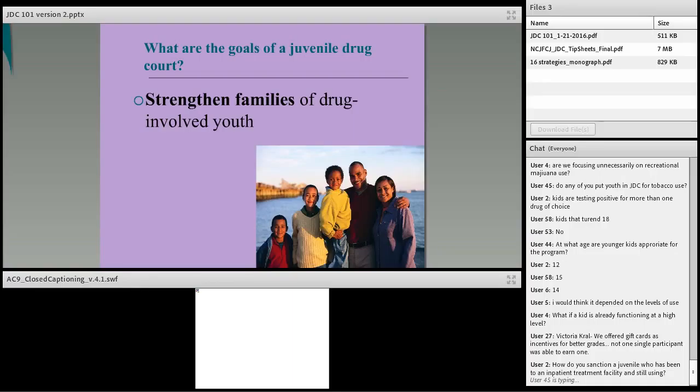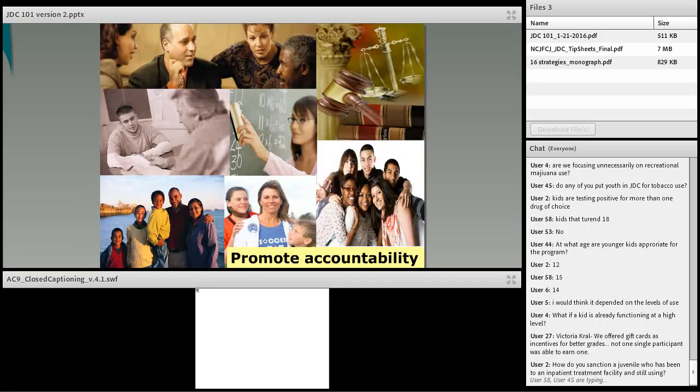I know when you look at the research on treatment, the treatments that do the very best are those treatments that have a family focus. That's because, again, we return kids to a family system that is strengthened and is better off than it was when they came into the juvenile justice system. However, family treatment models are pretty expensive, and so thinking about other ways to engage families in the juvenile drug court are appropriate. And then the last thing we're talking about here, promoting accountability.